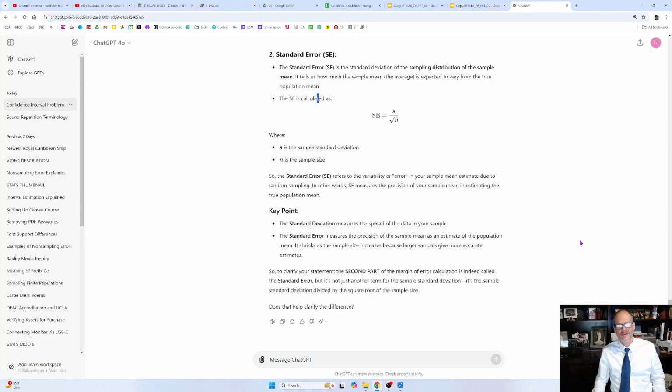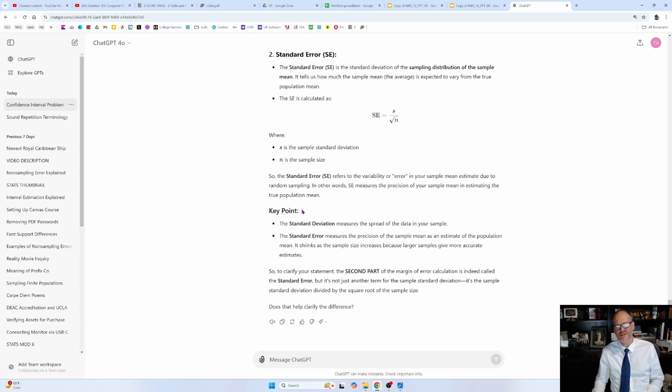All right, I'm back. So where S is the sample standard deviation and N is the sample size, the standard error is calculated as S over the square root of N. The standard error refers to the variability of error in your sample mean estimate due to random sampling. In other words, it measures the precision of your sample mean in estimating the true population mean. All right, close enough for me.